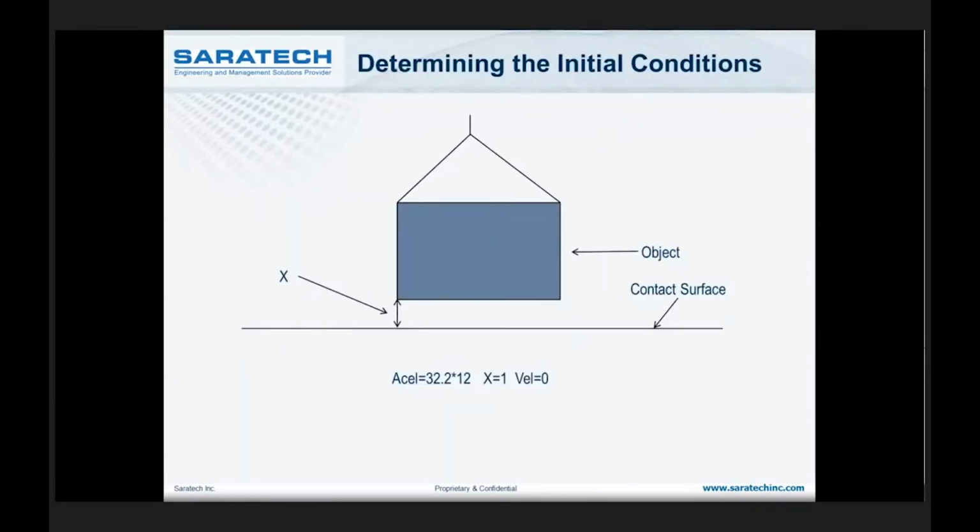And so, here's what I'm going to do in simplest terms. I'm going to drop a box, a theoretical rectangular box. It's going to be modeled with rigid elements, and you'll see it in just a minute. So here, in the simplest terms, is my box suspended, being held in the air. I've got the object, there's the contact surface, and it's separated by some distance x. Right now, my conditions are: I have acceleration, I have a distance of x, and velocity of 0. Now I'm going to let the box go.